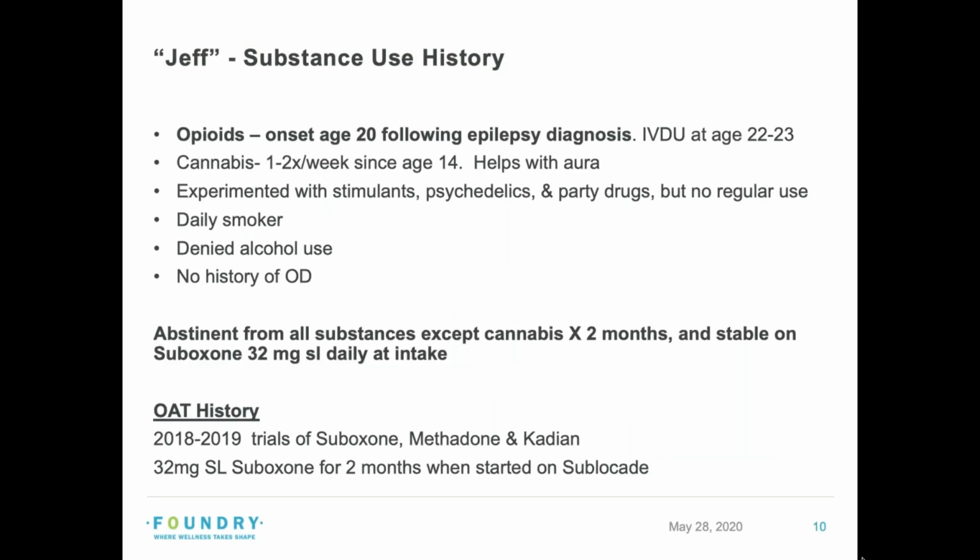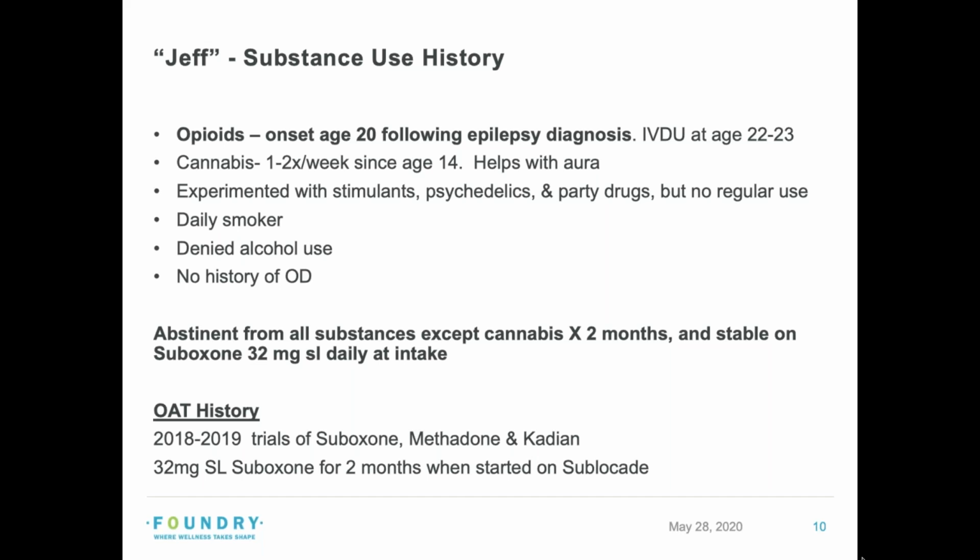His substance use history, as I said, he had experimental use with substances more as a younger teen, but his opioid use really started at age 20 following the epilepsy diagnosis, and it progressed to IV drug use by around age 22 to 23. He has also used cannabis since age 14, and he says he uses that now. That's the only drug he uses now, because he finds that it helps with the aura when he's about to experience seizures. Other than that, he smokes cigarettes, he doesn't drink alcohol, and he's never had an overdose.